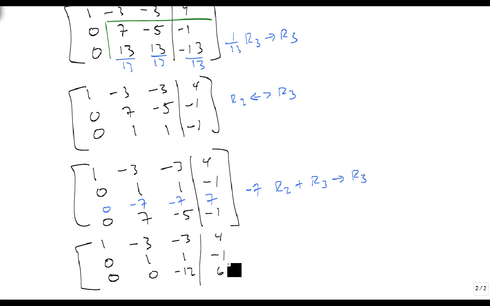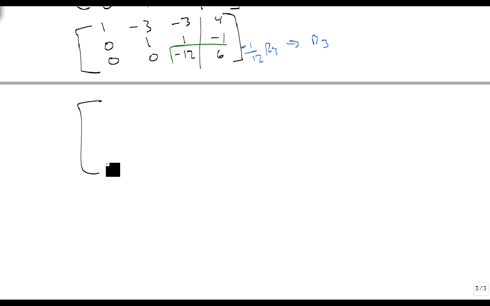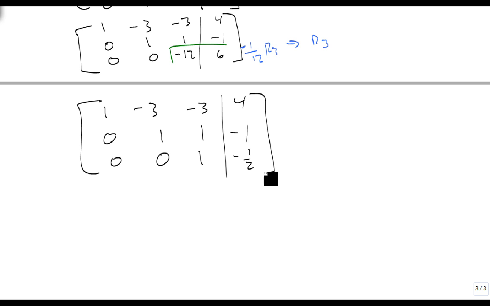Minus 12, 6. It turns out that our last row, in order to finish this problem, we're going to have to take row 3 and multiply it by a negative 1/12, because now the goal is to get a 1 right here. We're going to store that in row 3. So our matrix is going to look like 1, minus 3, minus 3, 4; 0, 1, 1, minus 1; 0, 0, 1, minus 1 half. Now it's in row echelon form.